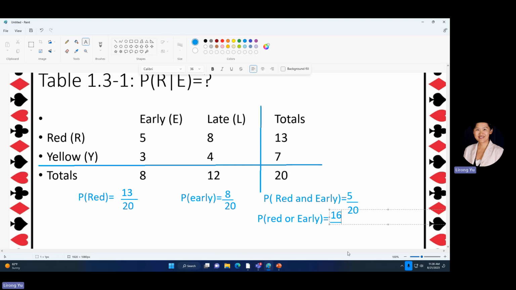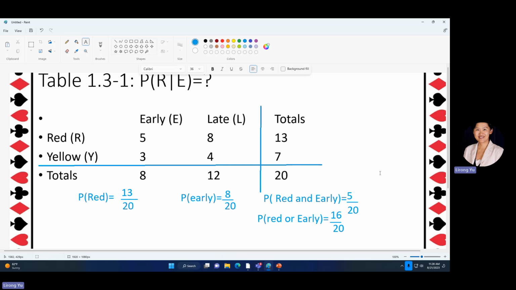It is 5 plus 3 plus 8, first column and first row. But anything that you counted, you only get to count one time. So for example, early and red is first column, first row, if you think of this as a matrix, but you can only count it one time. It occurs in the first column and also in the first row, but if you count it in the first row, you won't be able to count it in the first column. So it's 5 plus 8 plus 3, that's 16.